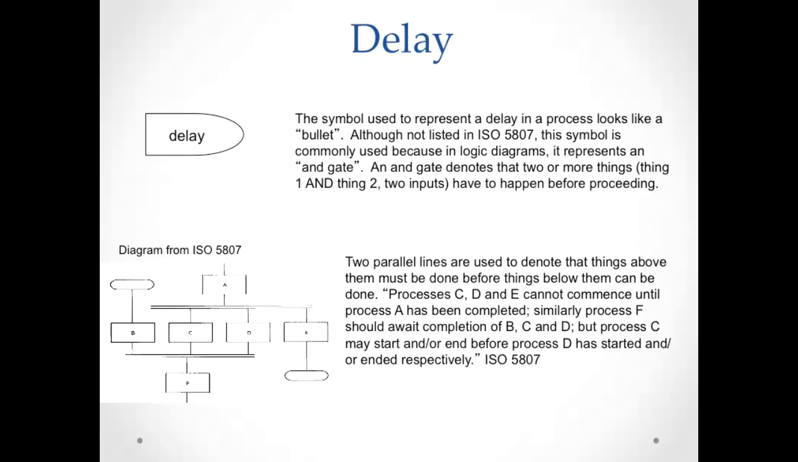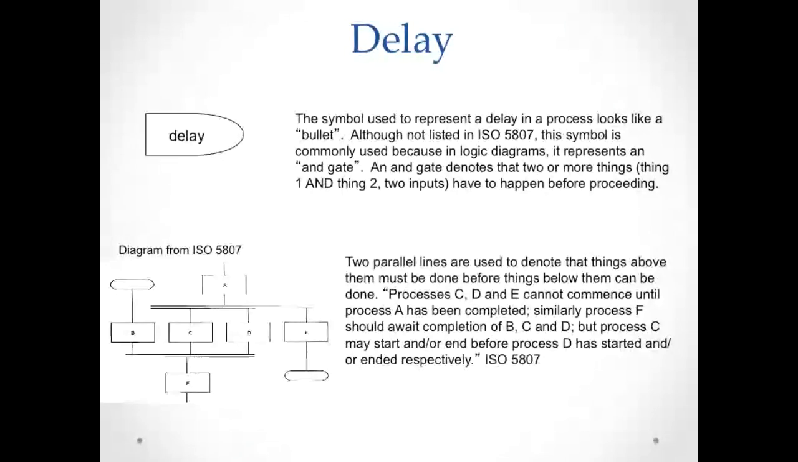The first type of delay is the bullet symbol, and it really comes from the old AND gate. When Dr. Tarbox was talking, he showed some AND gates and OR gates. An AND gate has 2 inputs and 1 output, so for a delay to happen, there are multiple things that have to come into the back of it, and you can only proceed in the process until all of those things have arrived or completed, which is why they use that symbol.